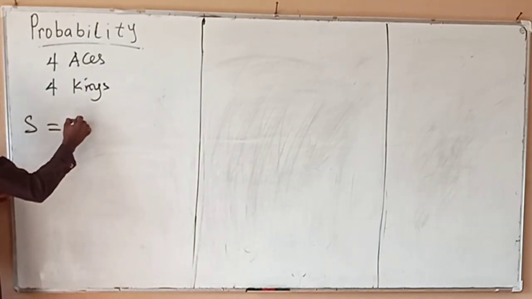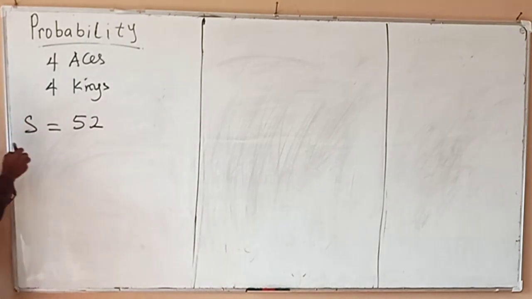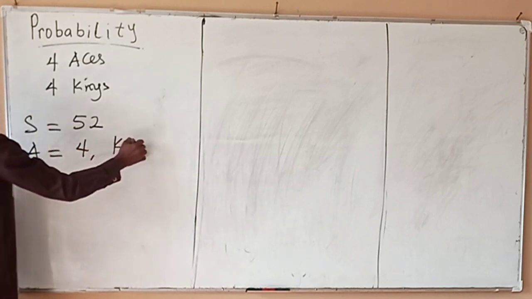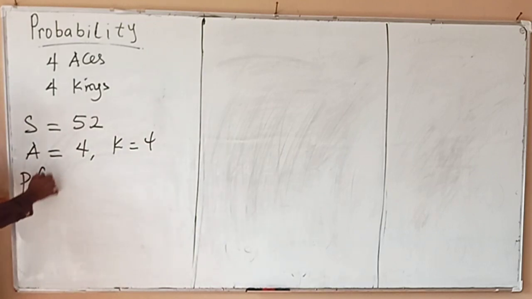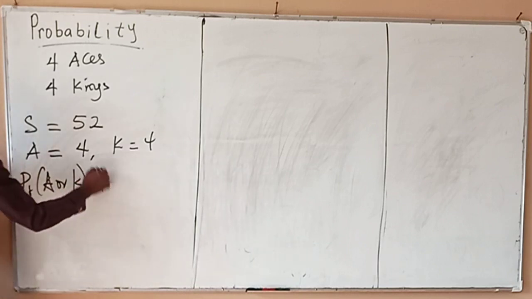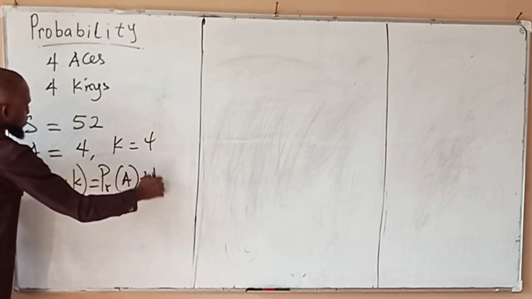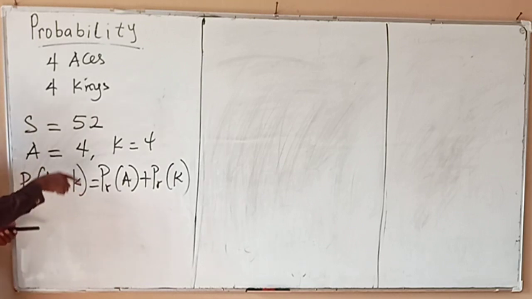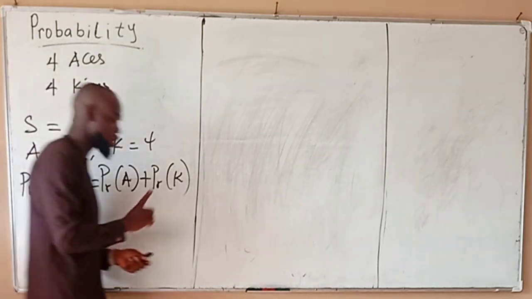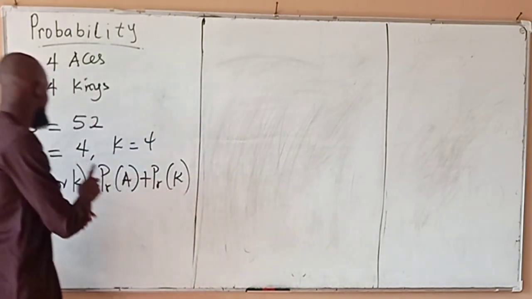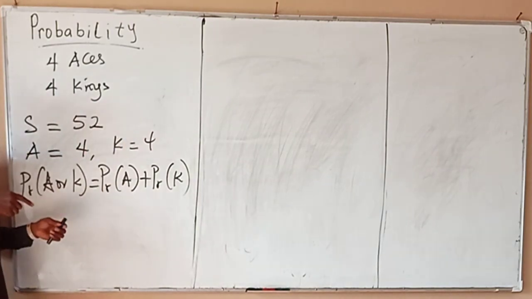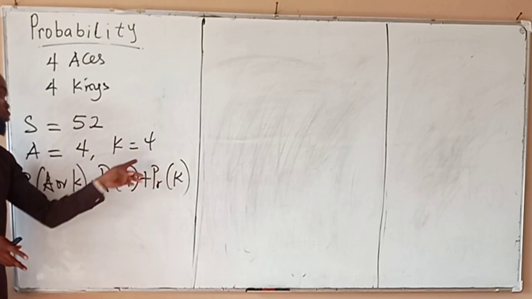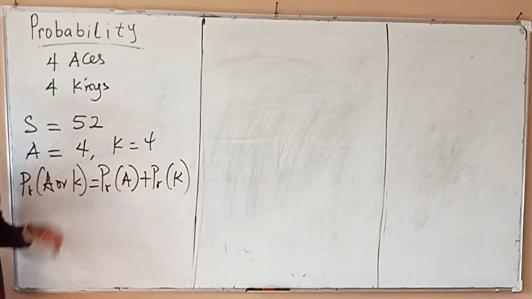Now, the sample space is the total number of cards, which is 52. We have 4 aces and 4 kings. So the probability of drawing an ace or a king will be the probability of an ace plus the probability of a king. Now, remember, from the general addition rule, we are supposed to subtract the probability of ace and king. If you draw one card, you cannot draw an ace and a king at the same time. It's not possible. You will draw an ace or you draw a king. That is why this will not occur.